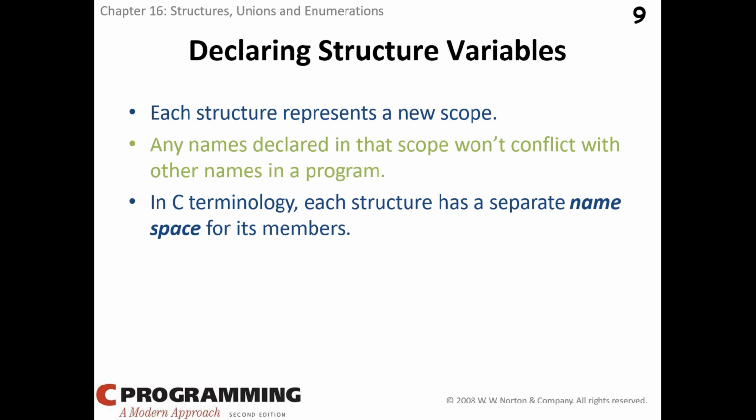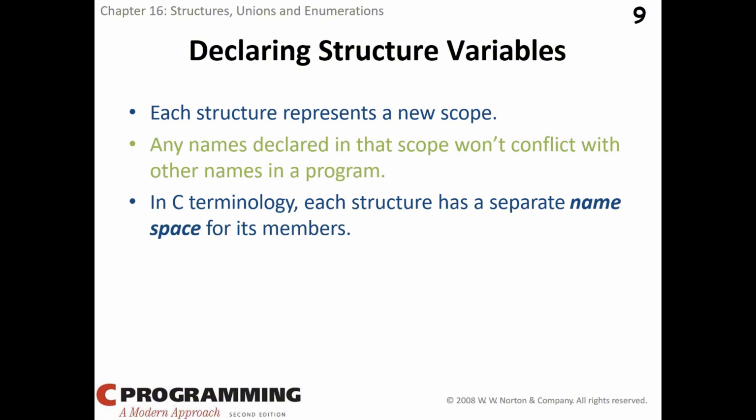When we declare a structure, we're essentially defining a new scope within our program. This means that any names declared within the structure, such as the member variables, will not conflict with names used elsewhere in the program. In simpler terms, you can think of a structure as a container that encapsulates its own set of variables, separate from the rest of the program.